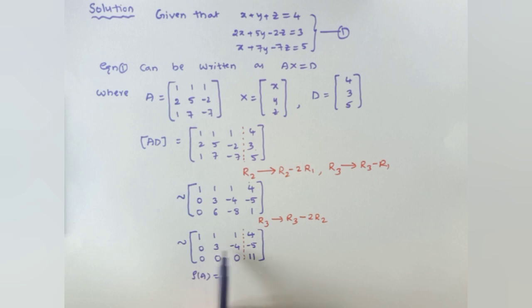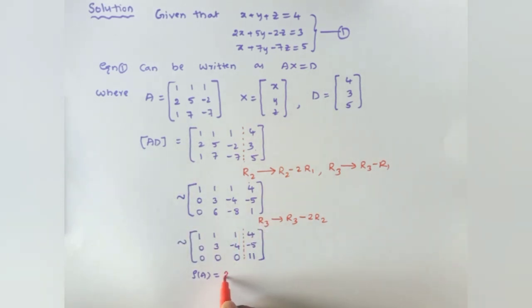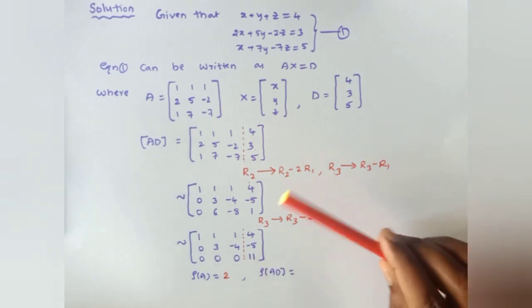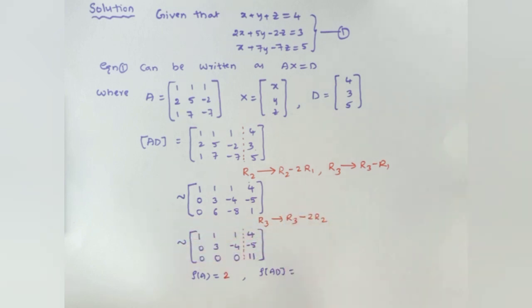The rank of A is the number of non-zero rows present in the matrix A. How many non-zero rows are there? First one and second one. The number of non-zero rows are 1, 2. So therefore the rank of A is 2. Clear? Next, you need to write the rank of AD, the augmented matrix. Just check the number of non-zero rows. This is a non-zero row, this is a non-zero row, and this is also a non-zero row.